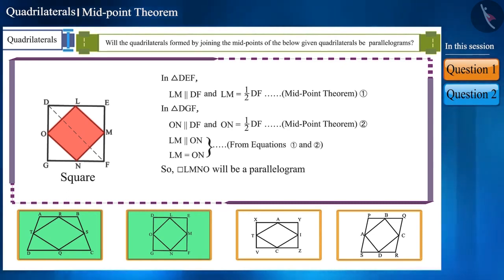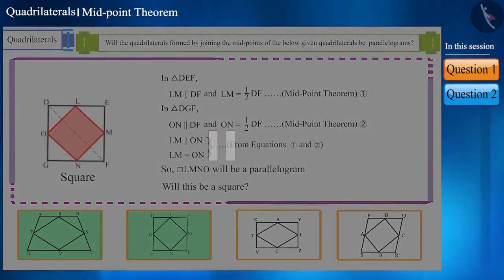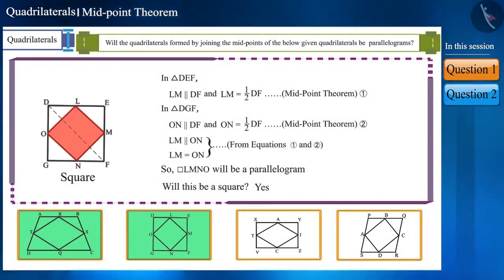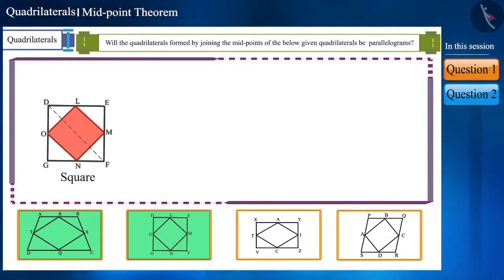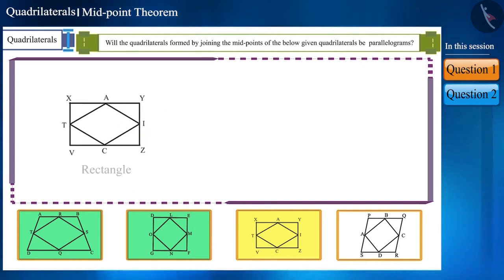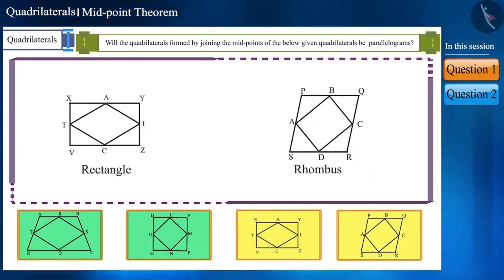Friends, look at this quadrilateral carefully. Will this be a square? Pause the video and, with the help of a scale and a protractor, find the measurement of its sides and angles. You will see that this is also a square. Similarly, try yourself for the rectangle and rhombus and come to a conclusion with the help of your classmates and teachers.